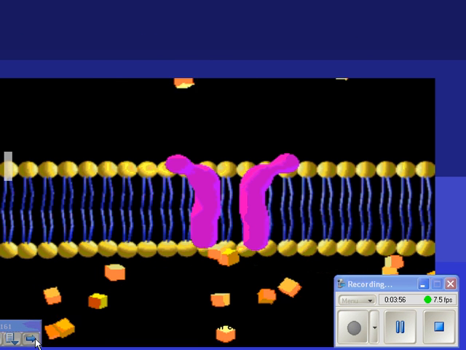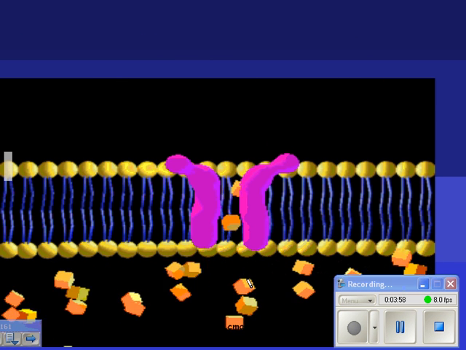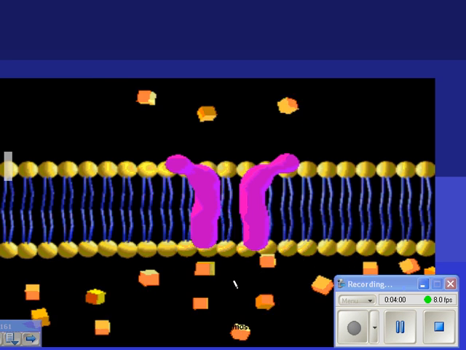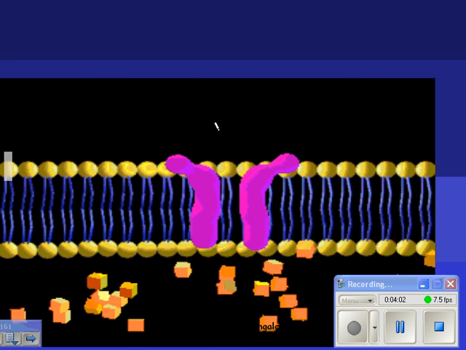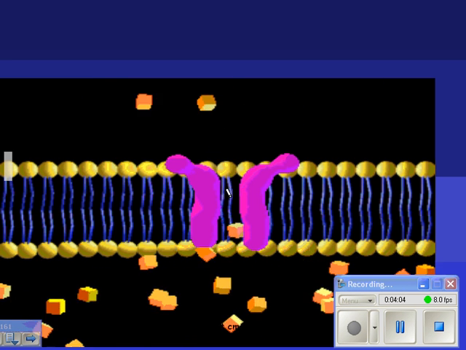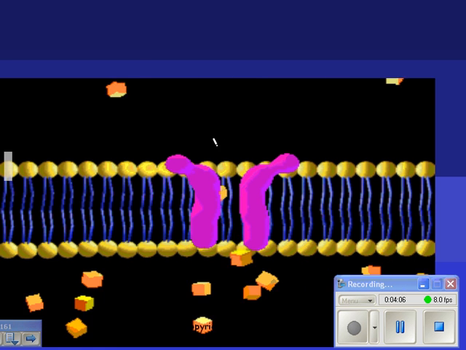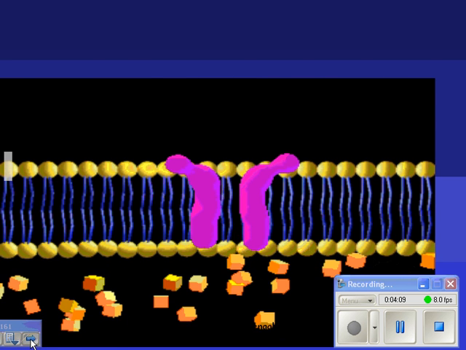So let's look at that. I hope this works. You can see stuff going from a high concentration to a low concentration. So this can go in either direction, but if there's a high concentration here, more of it's going to go out on that side.